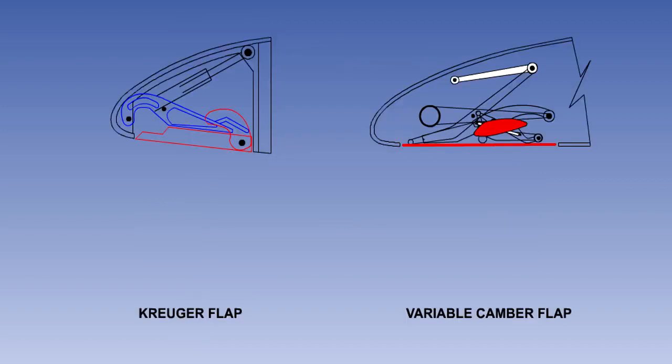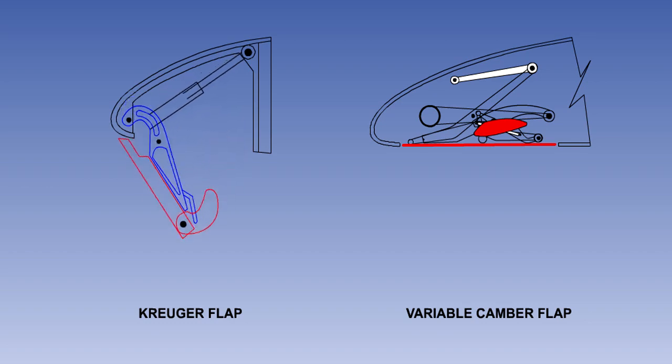Leading edge flaps are hinge surfaces that extend by rotating downward from the lower surface of the wing leading edge. They only have two positions, retracted and extended. The Kruger and the variable camber flap look the same from the outside when they are retracted. Each is simply a flat panel on the bottom of the wing.